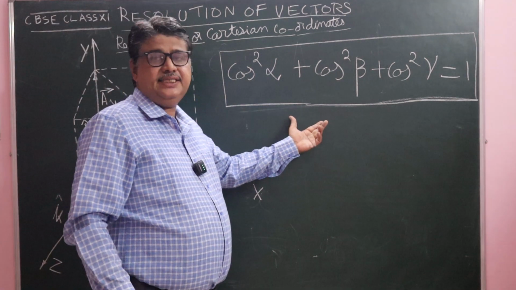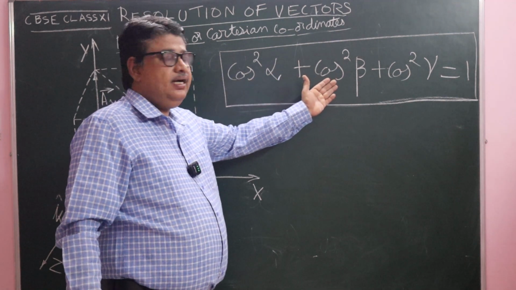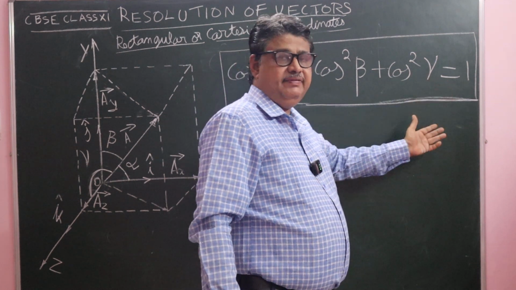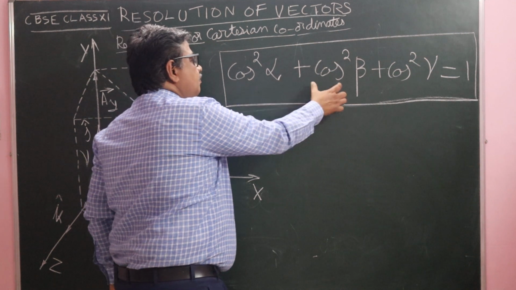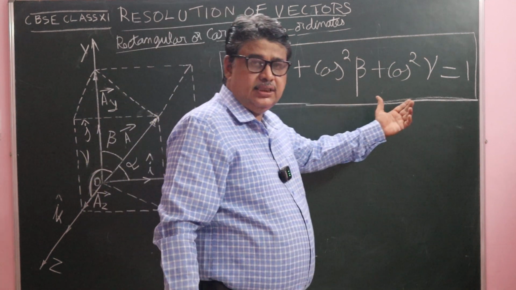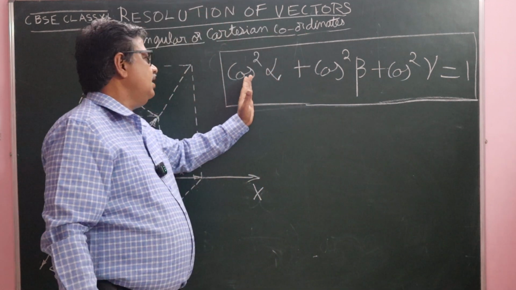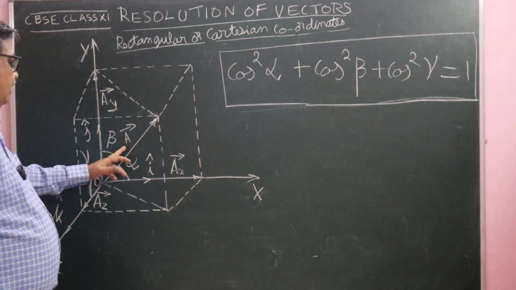Now, from the direction cosines, we can write like this: cos square alpha plus cos square beta plus cos square gamma equals 1. This can be proved, but the derivation is not required. Therefore, here you have to remember cos square alpha plus cos square beta plus cos square gamma equals 1, where cos alpha, cos beta and cos gamma are the direction cosines of A vector.